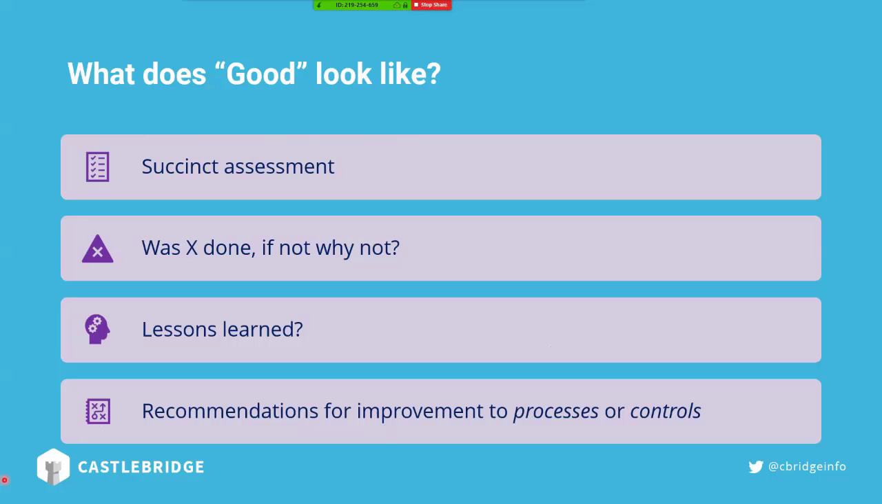So Peter, what does good look like in a post-implementation review? Short, it's succinct. It's post-implementation review, so it's at the end of the project. It should be relatively quick to implement, and it should answer the important key questions. The important key questions are, was X done? If not, why not? What were the lessons learned? And then what are the recommendations for improvements, the controls, or the processes, the overall project management processes to ensure that, as you go forward, you're increasing the level of excellence in all of your project management systems.